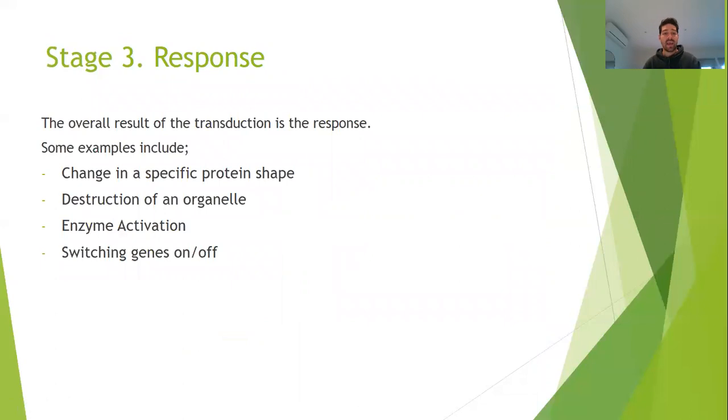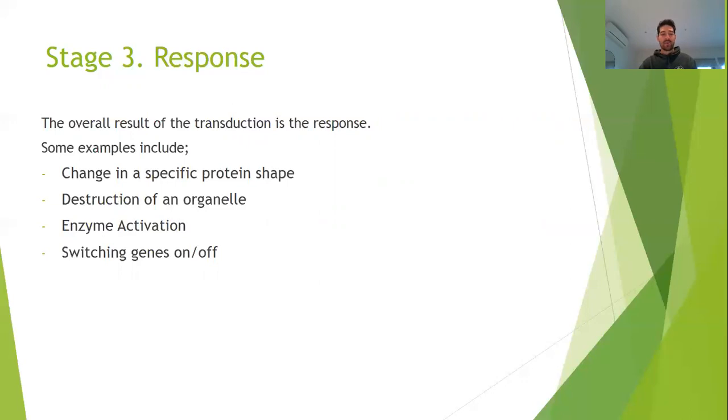And lastly is our response. Now this is the overall result of the signal. So this could be, for example, we want to change a specific protein shape, or we want to destroy a particular organelle, or we want to turn a certain enzyme on, or we want to turn genes on or off. So that's the overall result of the cell due to the message. Now we use these messages for a wide range of reasons. So there are a wide range of responses that a cell might enact as well.